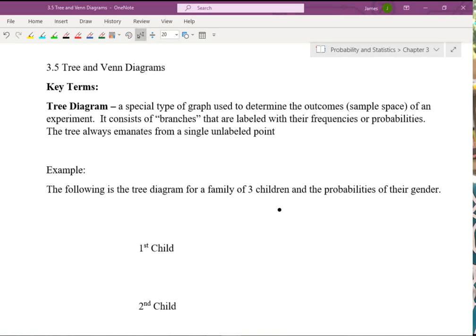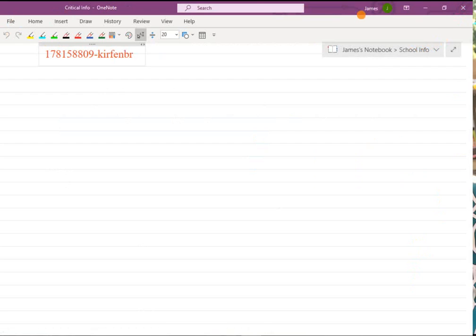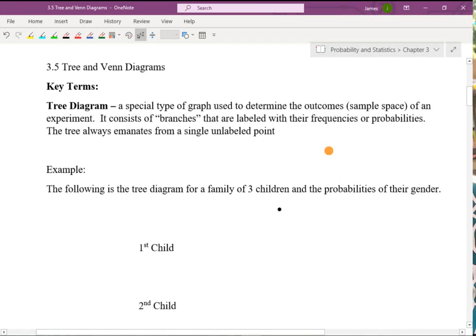So tree diagrams and Venn diagrams allow us to develop those sample spaces and also to recognize relationships between them that allow us to determine certain probabilities. So this first question here talks about that. But by definition, it says a special type of graph used to determine the outcomes of a sample space of an experiment. Okay, consists of branches that are labeled with their frequencies or probabilities. And then as we ask probability questions, we can look at those branches and how they intertwine and interconnect to actually determine overall probabilities. Okay.